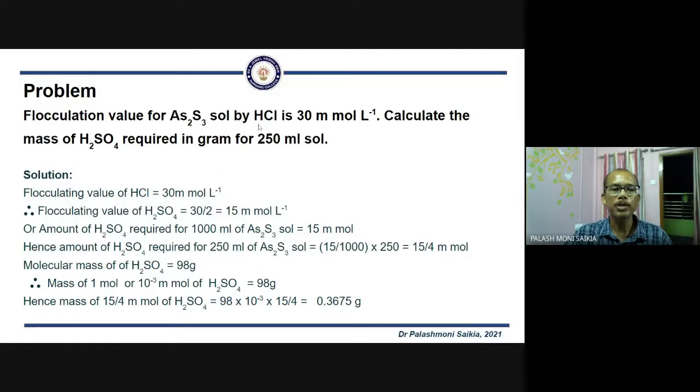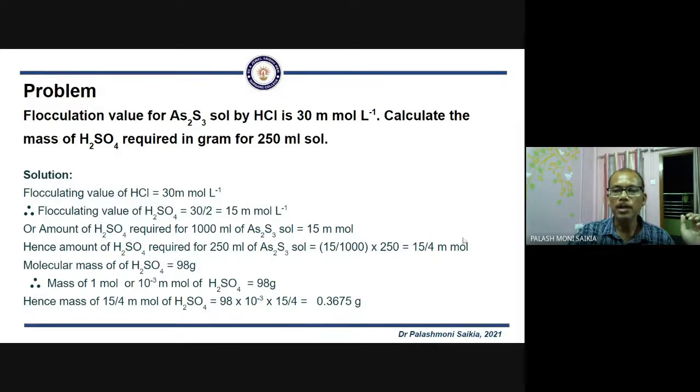So the question is interesting. The flocculating value of HCl is given and they are asking what amount of H2SO4 is required. So how will you find out? We'll simply do it by comparison of HCl and H2SO4. H2SO4 is dibasic. So if the flocculating value of HCl is 30, the flocculating value of H2SO4 will be half of it. So H2SO4 required for 1000 ml is 15 millimole. So for 250 ml, we need 15 by 4 millimole.